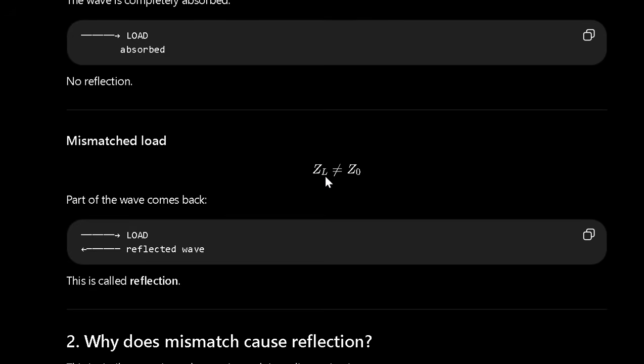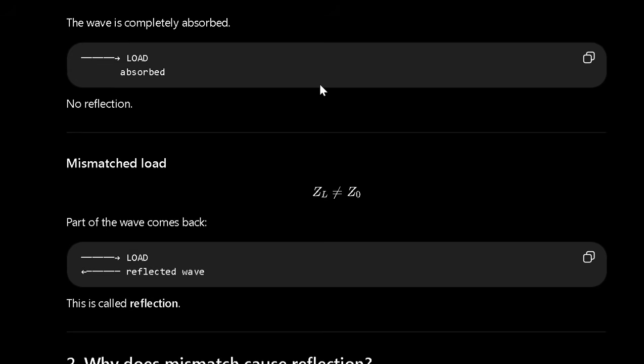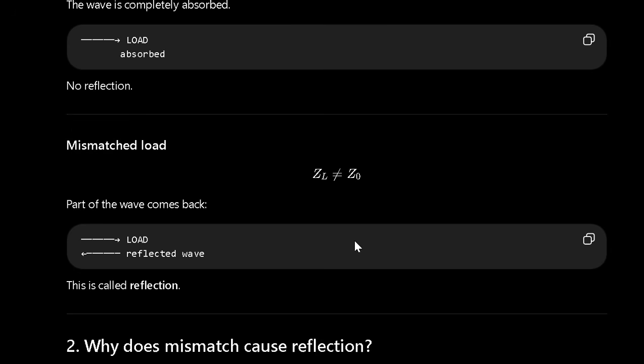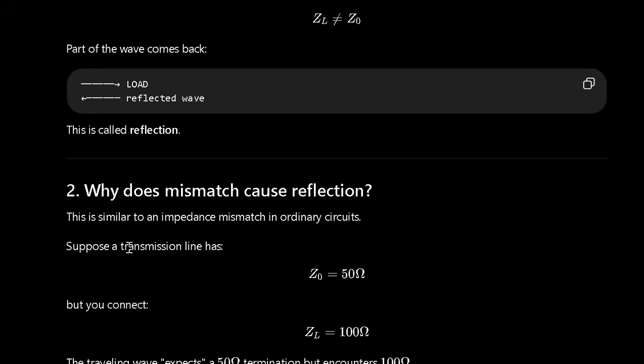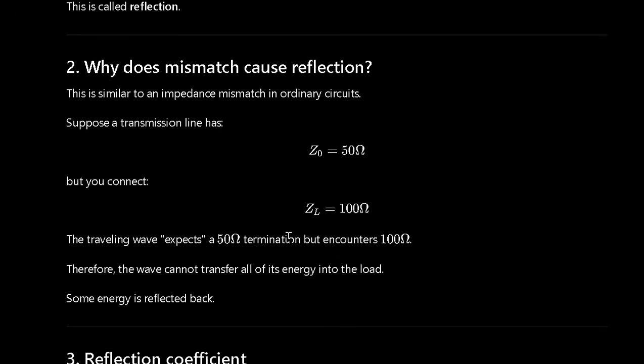If ZL equals Z0, there is no reflection. If ZL is not equal to Z0, meaning the load impedance is not equal to the characteristic impedance, then there is a reflection. Why does mismatch cause reflection? Suppose the transmission line has Z0 equals 50 ohms, but you connect ZL equals 100 ohms. The traveling wave expects 50 ohms but encounters 100 ohms.